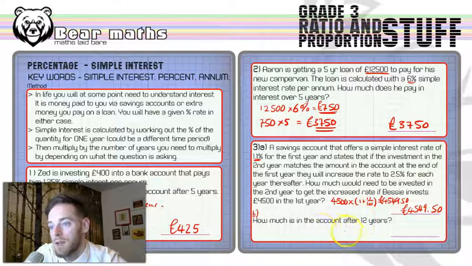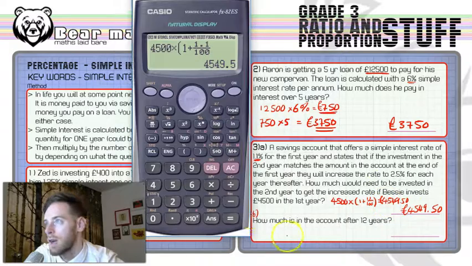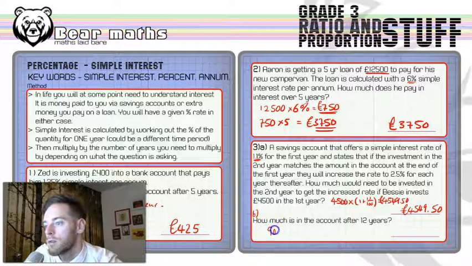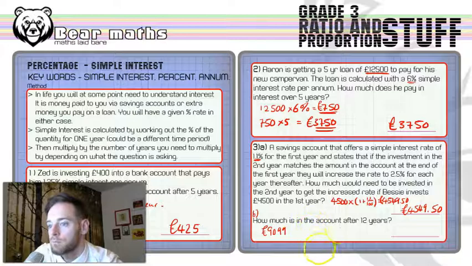Now, how much is in the account after 12 years? Well, if she has triggered that 2.5%, then she would have had to have chucked that amount of money in again. So there would have been that plus that. So let's take that and double it. So times by 2. Okay, so that gives you £9,099 in the account after 2 years. So then we're going to have to take off that 2 years.